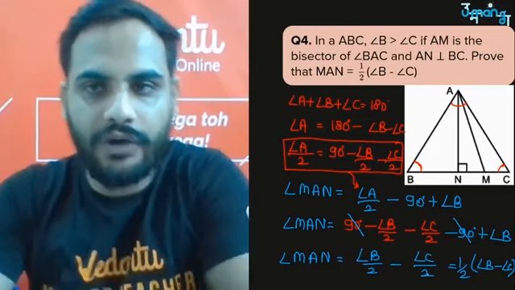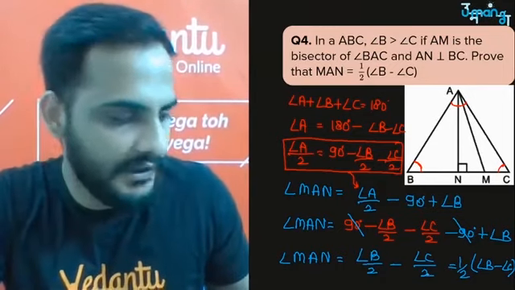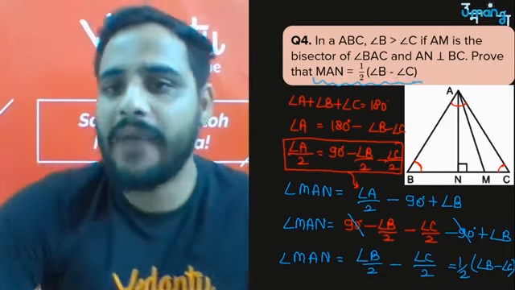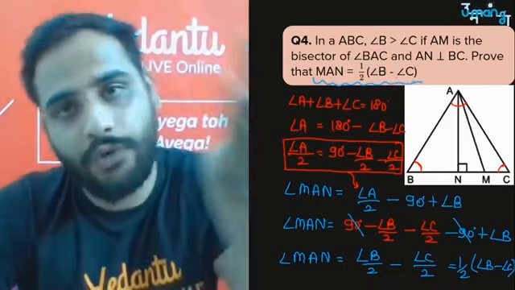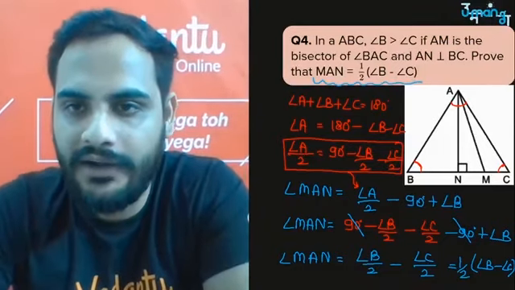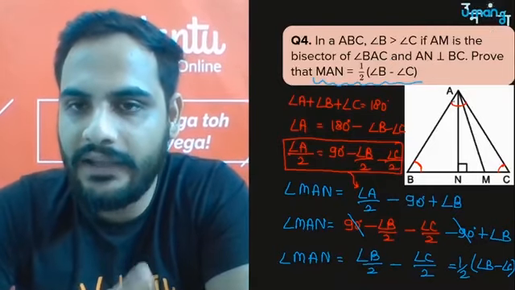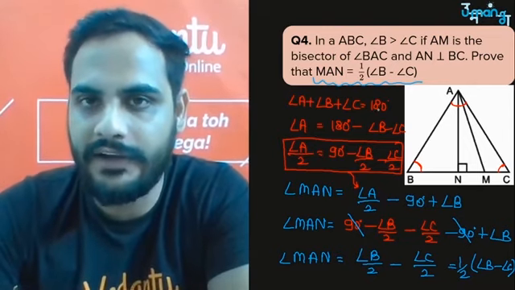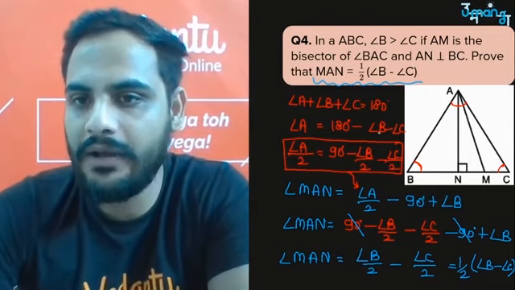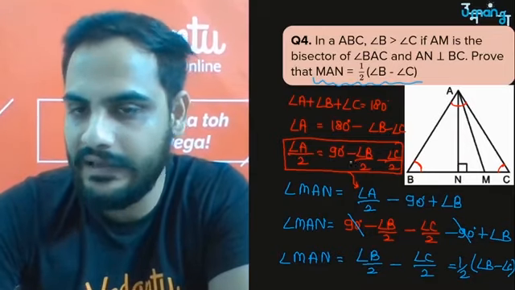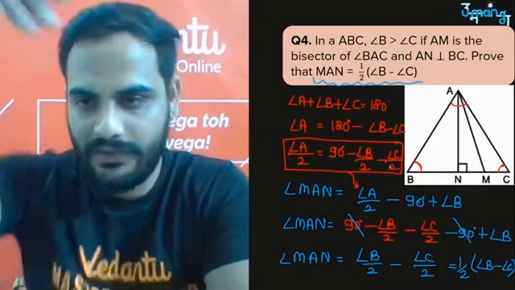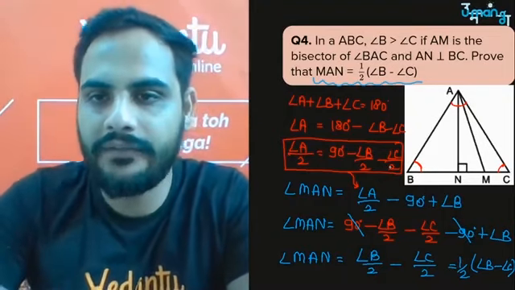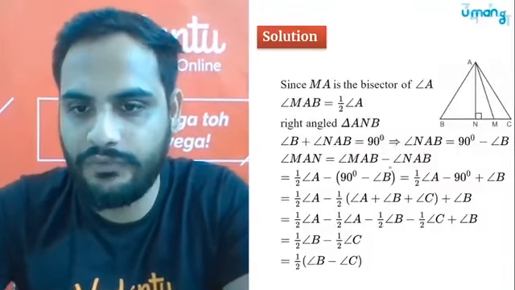अब A by 2 you don't want, क्यों नहीं by 2 you don't want? Because देखो बेटा you want to prove that MAN is equal to half of angle B minus angle C. You don't want A and you want to introduce C in this equation. So what I did, that in this triangle ABC, I know that angle A plus angle B plus angle C is 180 degree. Angle A is 180 minus angle B minus angle C. So angle A by 2 will be 90 minus B by 2 minus C by 2. Bas replace that value. You will get your answer. As simple as that. Got it? Let's move to the next question.